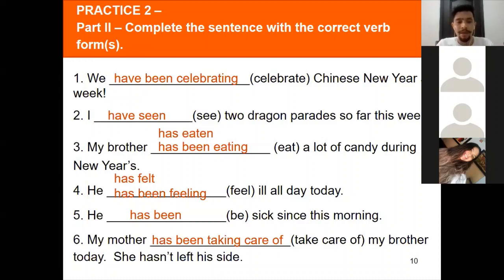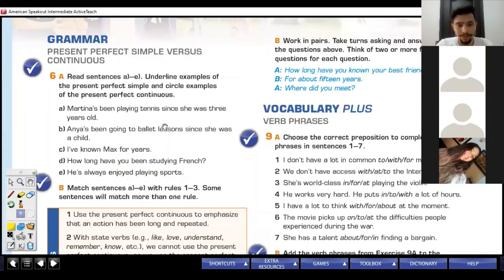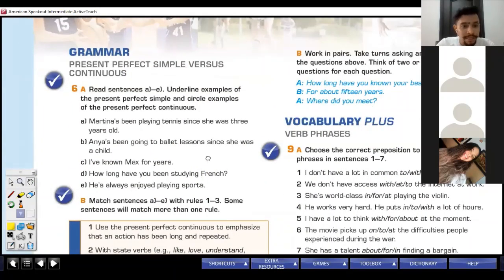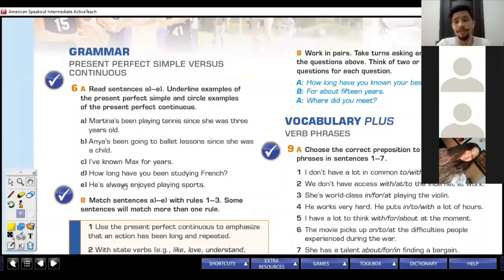So an easy topic. Now that we have finished, let's go to practice a little bit in the book. Here we have the book one more time. And now I'm going to read these sentences here, the ones we have in exercise 6, and you are going to tell me if the sentences are present perfect continuous or present perfect simple, all right? So we have the first one. Martina's been playing tennis since she was 3 years old. Continuous or simple? Continuous. All right, great.